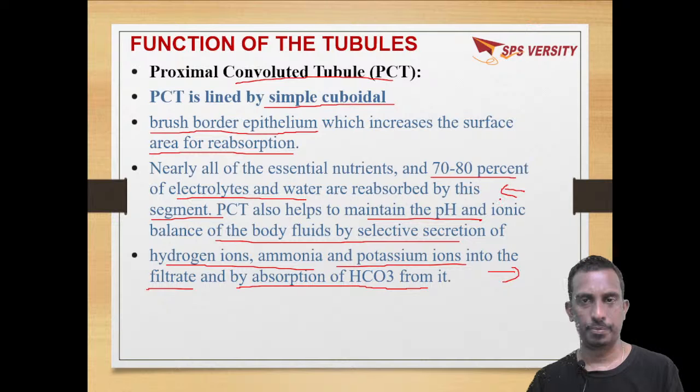So in the proximal convoluted tubule, you can see both tubular reabsorption and tubular secretion take place. Tubular reabsorption, where 70 to 80% at maximum, takes place in the proximal convoluted tubule.